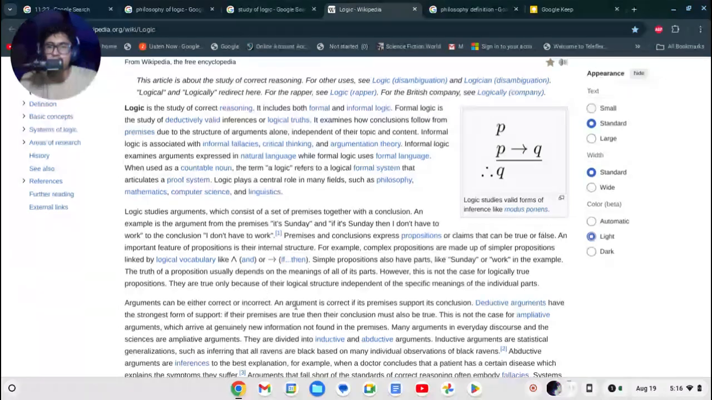Arguments can be either correct or incorrect. An argument is correct if its premises support its conclusion. Deductive arguments have the strongest form of support. If their premises are true, then their conclusion must also be true. This is not the case for ampliative arguments, which arrive at genuinely new information not found in the premises. Many arguments in everyday discourse and the sciences are ampliative arguments. They are divided into inductive and abductive arguments.